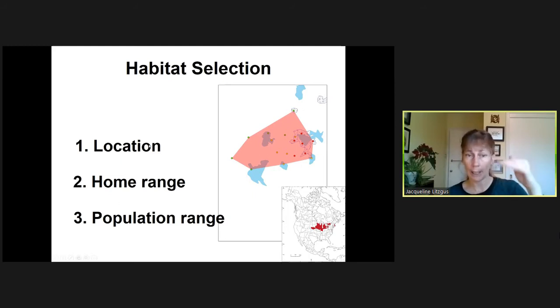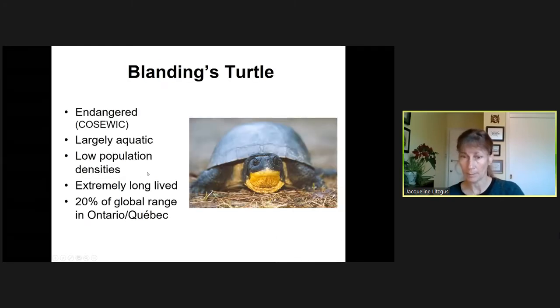So we can look at habitat selection at these different scales. Okay, just a little bit more about the Blanding's turtle, like why it's an important species to look at for this, because it is an endangered species at the federal level.